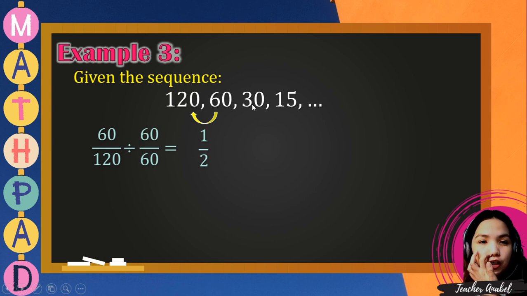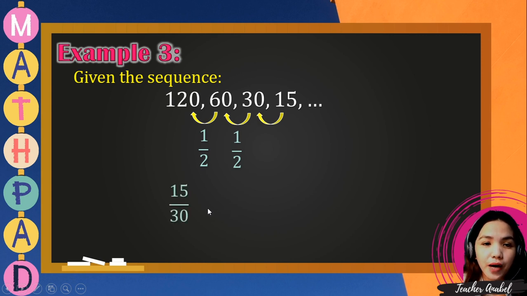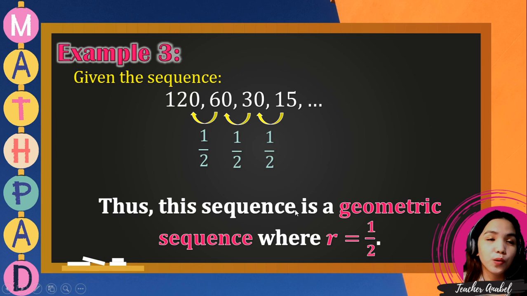Now, for the third and the second term, we have 30 divided by 60. Divide both the numerator and denominator by 30 and that's also equal to 1 half. And lastly, we have 15 divided by 30. Divide both the numerator and denominator by 15 and that gives us 1/2. Thus, this sequence is also a geometric sequence, and the common ratio is equal to 1/2.